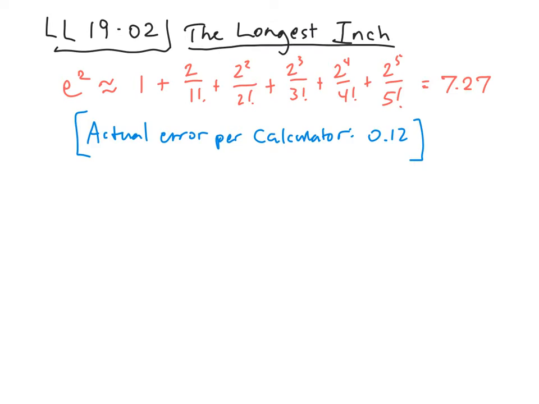So in this video, I want to talk about how we might have known that the actual error of this estimate that we did in the last video, this estimate for e squared, isn't that big. We got an actual error of 0.12, meaning that the actual value of e squared was our estimate, 7.27, plus this error, 0.12, so that came out to 7.39 and change. Okay, so that's what it means for the error to be 0.12.